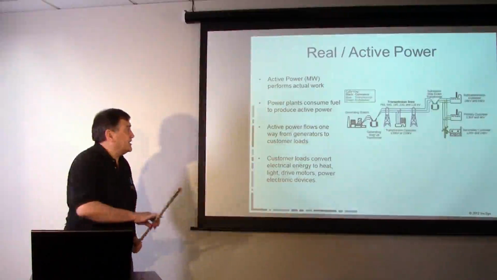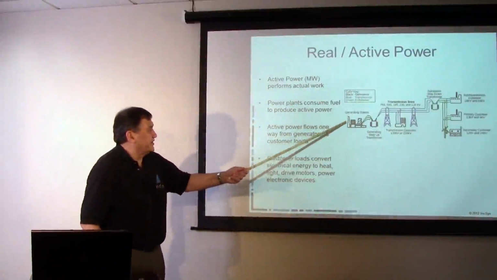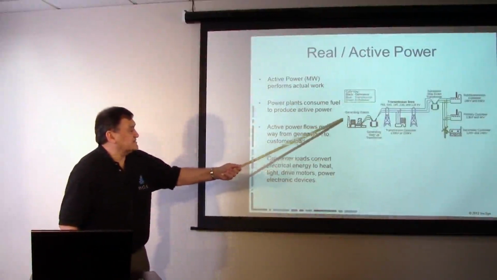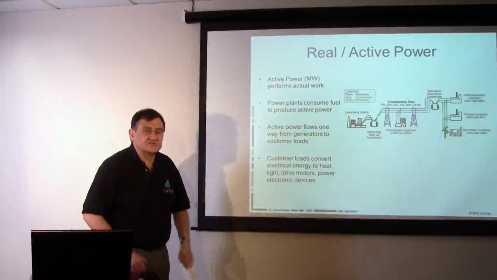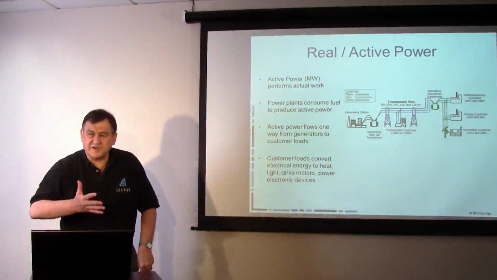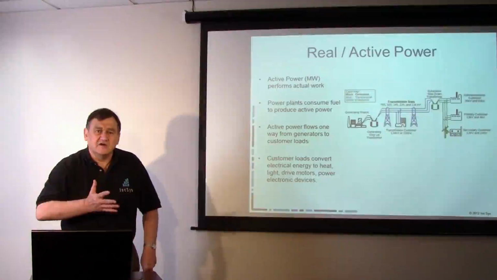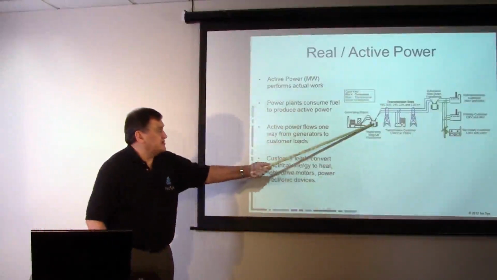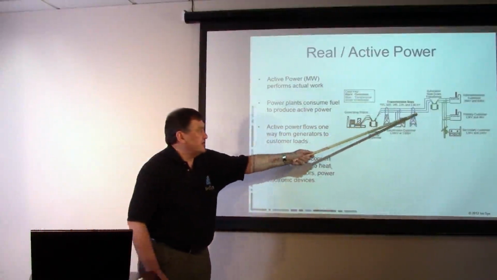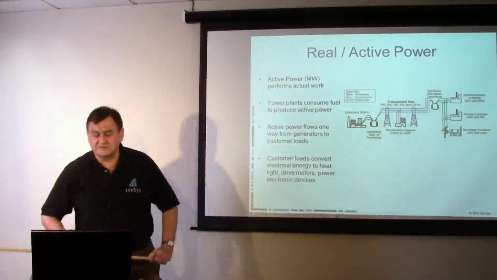So basically what's happening is your power plants are taking fuel, whether it's coal, water, gas, and it's converting it to electricity. Pretty much now, as we move into smart grid, things will change, but there's pretty much a one-way flow of power from your generators through the transmission lines to step-down transformers to the different types of customer loads.